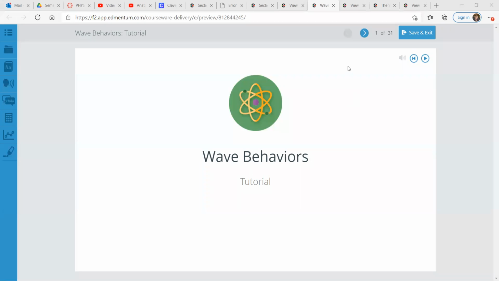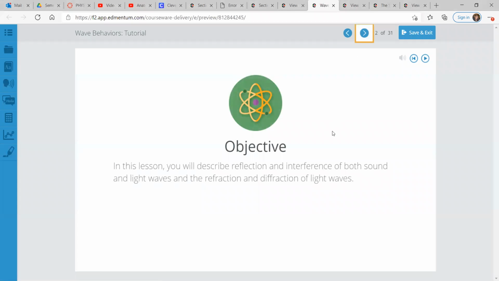All right, it's Mr. Shrum, and right now we're going to look at wave behaviors. Let's get started. We're going to describe reflection and interference of both sound and light waves and the refraction and diffraction of light waves.